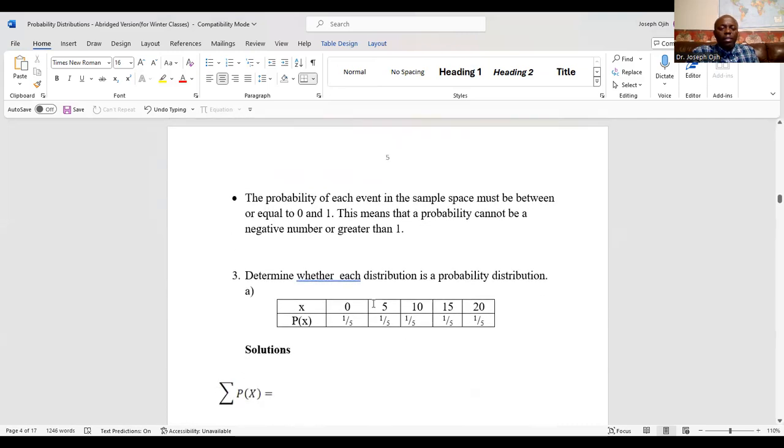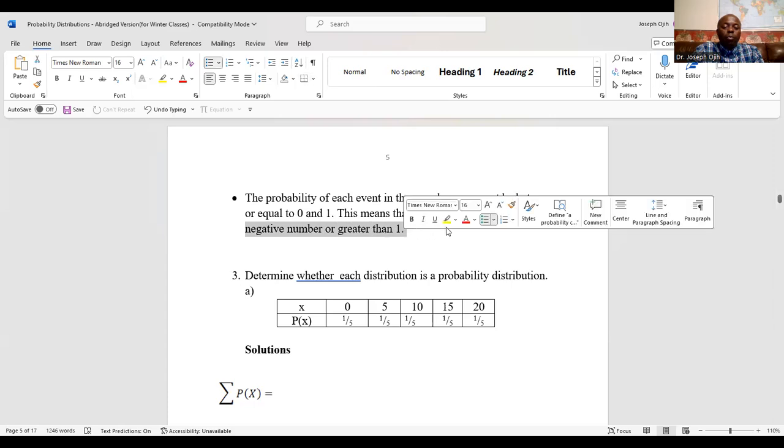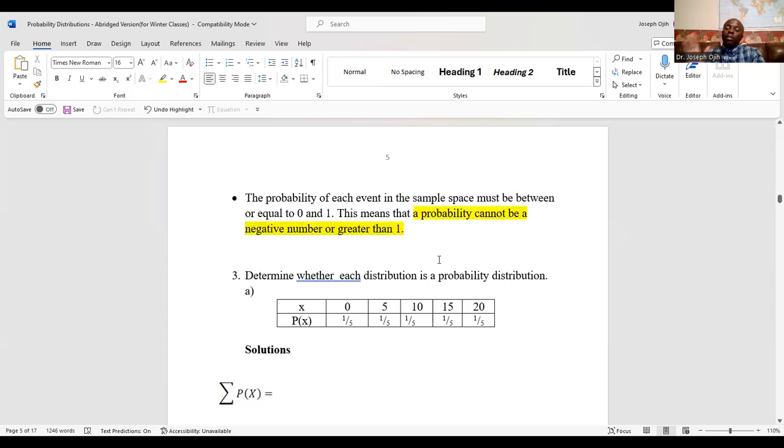The second requirement says that the probability of an event in the sample space must be between or equal to 0 and 1, which means that a probability cannot be a negative number or a number that is greater than 1. So if you are calculating a probability and the answer is a negative number, it's incorrect. Or if the answer is bigger than 1, it's incorrect.